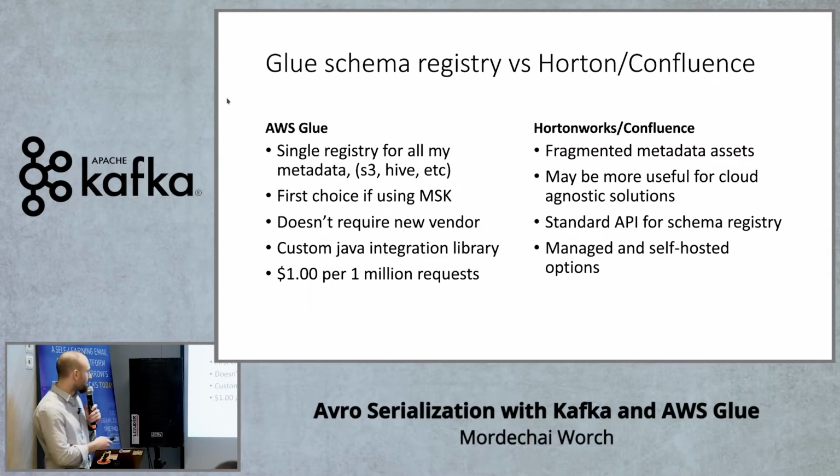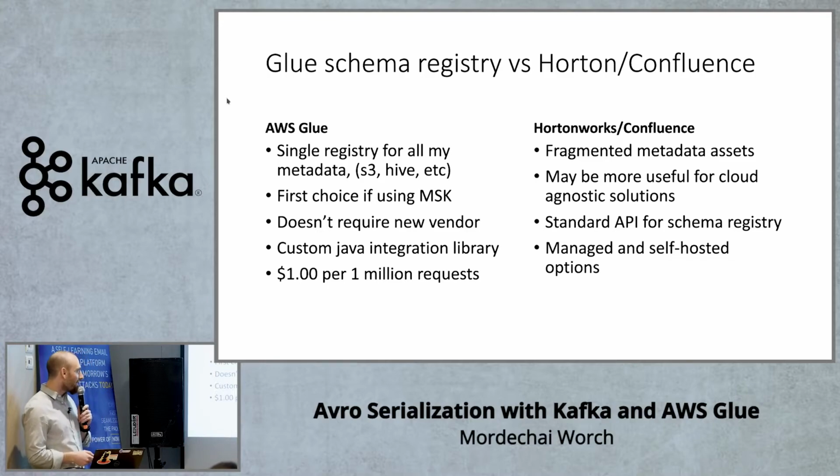Great question. That kind of gets into our comparison. The Glue Schema Registry has some differences to Confluent. Let's go through them. First of all, Confluent and Hortonworks and others have a standard API for the schema registry that AWS Glue does not comply with. So if you want drop-in compatibility, you're out of luck.